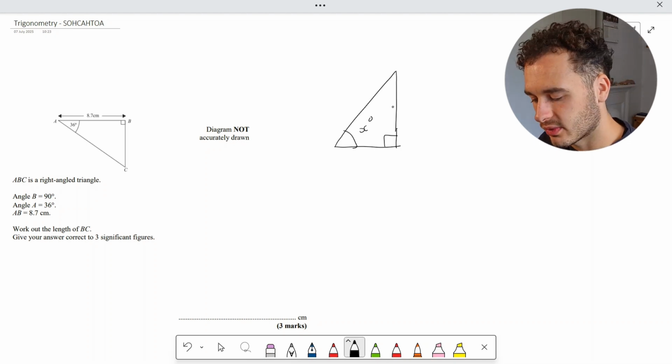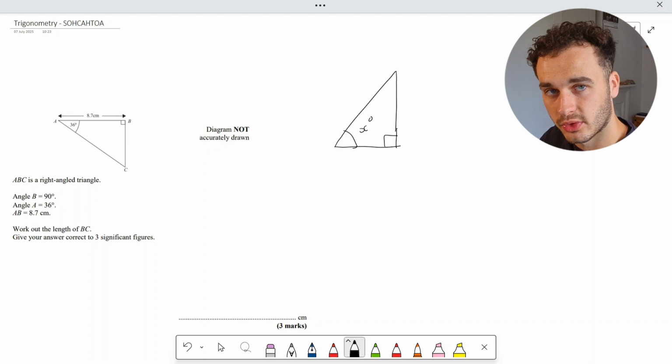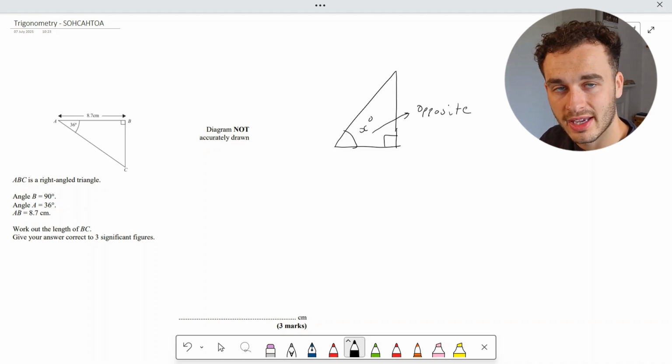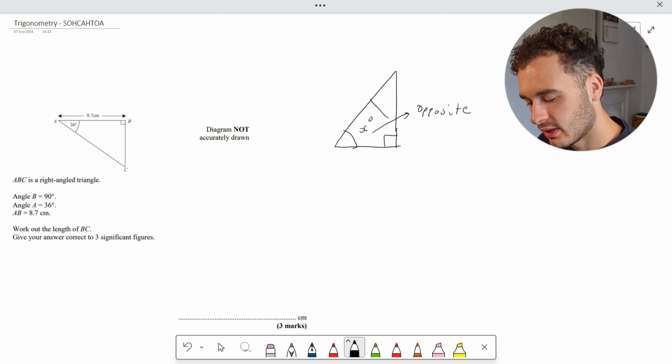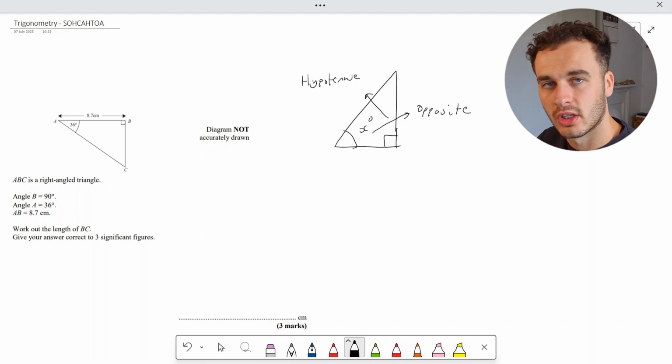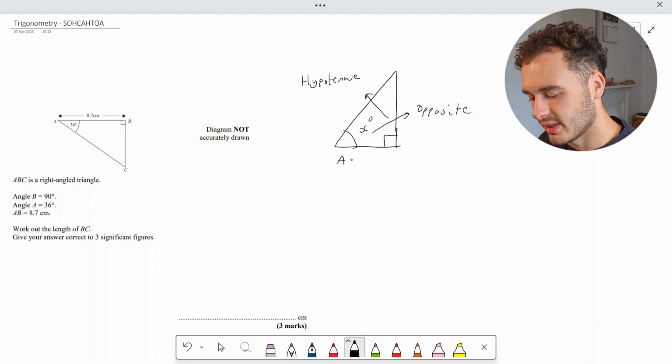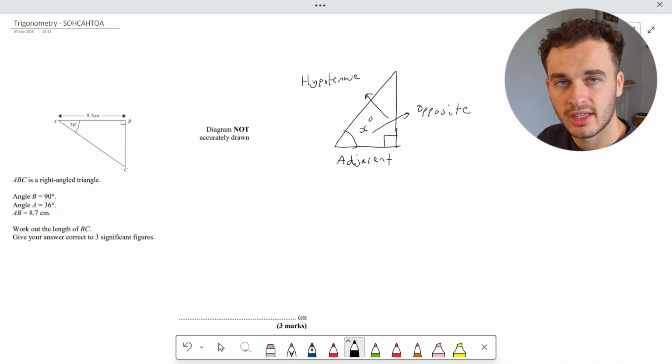So say we have this right-angled triangle here. We need to know how to label three sides. First side you need to be aware of is the opposite, and that is opposite the angle given in the question. The next side you need to know is the hypotenuse, which is the longest side in a triangle. And the final side you need to know is the adjacent. This is the remaining side in a triangle.